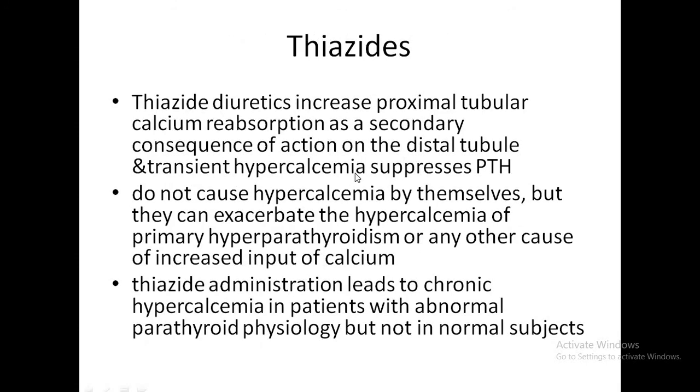Coming to thiazides, they don't usually cause much hypercalcemia in the normal state, but they can exacerbate the hypercalcemia of primary hyperparathyroidism or any other cause. Usually these thiazides increase calcium reabsorption, due to an action on the distal tubule, and this transient hypercalcemia suppresses the PTH, and hence the calcium homeostasis will be balanced, and therefore they do not cause hypercalcemia by themselves. But if the PTH cannot be suppressed, as in conditions like primary hyperparathyroidism, they can exacerbate the hypercalcemia. And when you administer thiazides for a long time, it results in chronic hypercalcemia in patients having abnormal parathyroid physiology, but not in normal subjects because of the negative feedback on PTH.